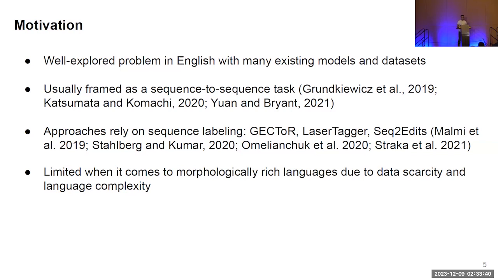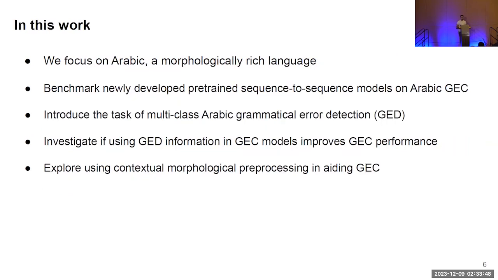However, when it comes to morphologically rich languages, research on GEC has been limited due to data scarcity and language complexity. In this work, we focus on Arabic, which is a morphologically rich language, and we benchmark newly developed pre-trained sequence-to-sequence models on Arabic GEC. We introduce the task of multi-class Arabic grammatical error detection and investigate if using GED information within a GEC model improves GEC performance. We also explore using contextual morphological preprocessing and disambiguation in aiding Arabic GEC systems.